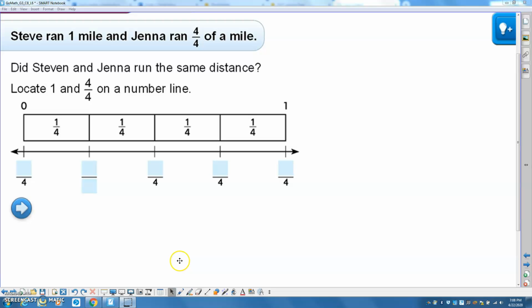So if we're looking at our number line, we can see that the 1 whole is right here, and it ends our number line. It's that last line on our number line. Then we want to locate 4/4. So we're going to look here, and the first thing we see is this is on the 0 line. So if we're right here on the 0 line, then that means that we have 0/4. We don't have any yet.